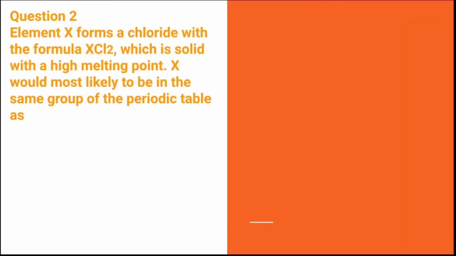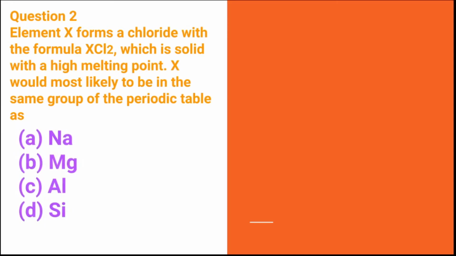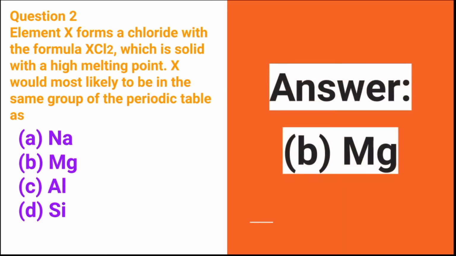Next question. Element X forms a chloride with the formula XCl2, which is a solid with a high melting point. X would most likely be in the same group of the periodic table as A, Na, B, magnesium, C, aluminium, and D, silicon. The answer is magnesium, because magnesium has a valency of 2. When it combines with chlorine, it forms MgCl2.